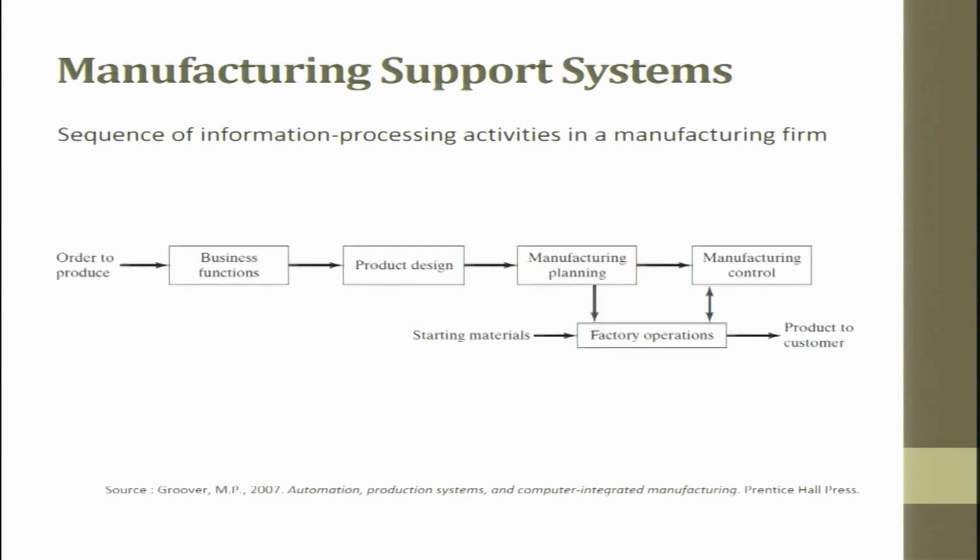Okay. The sequence of information process activities in a manufacturing firm goes like this: order to produce, then business function whatever we studied, then product design comes into existence, manufacturing planning comes, then manufacturing control comes. So, this manufacturing planning and manufacturing control keep negotiating with the factory operation, and the moment the factory operation knows the machine, the manpower, everything, and once it is accepted, they start the machine, they start material to come inside the factory and start working on it, and finally what they produce meets the customer requirement, whatever order is being placed.